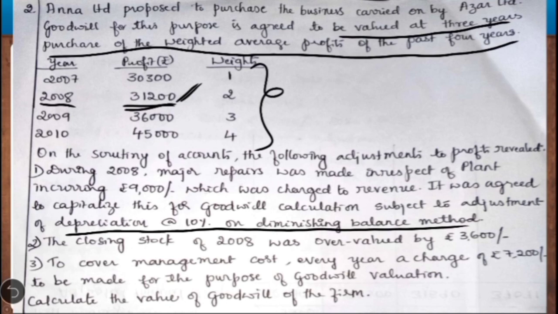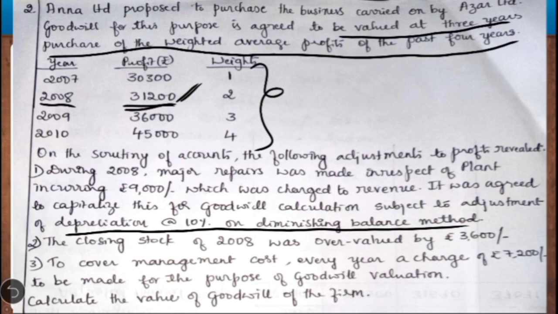Okay, so now for the year 2008 you are purchasing plant worth rupees 9,000 and they have not given as to when this major repair was incurred, whether it is beginning of the year or middle of the year or at the end of the year. It is not specifically given in the question. The date of incurring the major repair is not given. So you can assume that the major repair was incurred at the beginning of the year, so that you can charge the depreciation from the month of January till December. For the entire year you can charge the depreciation.